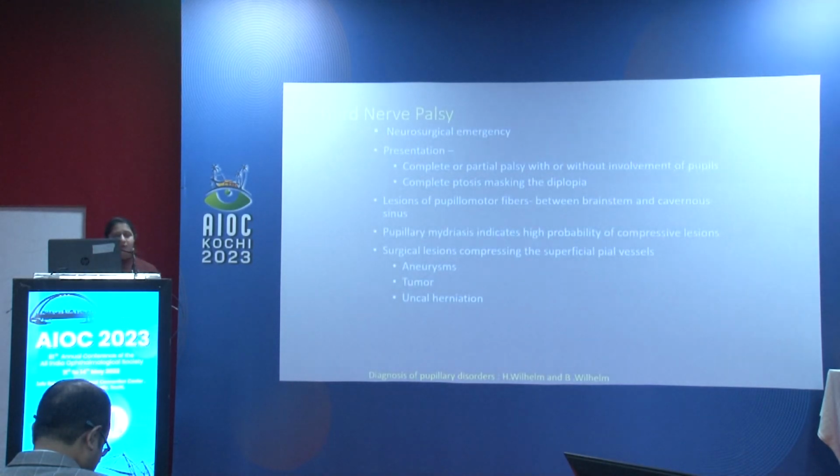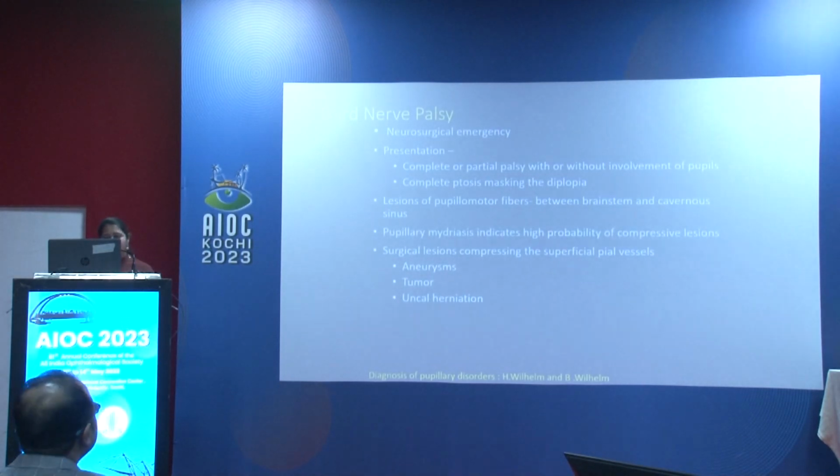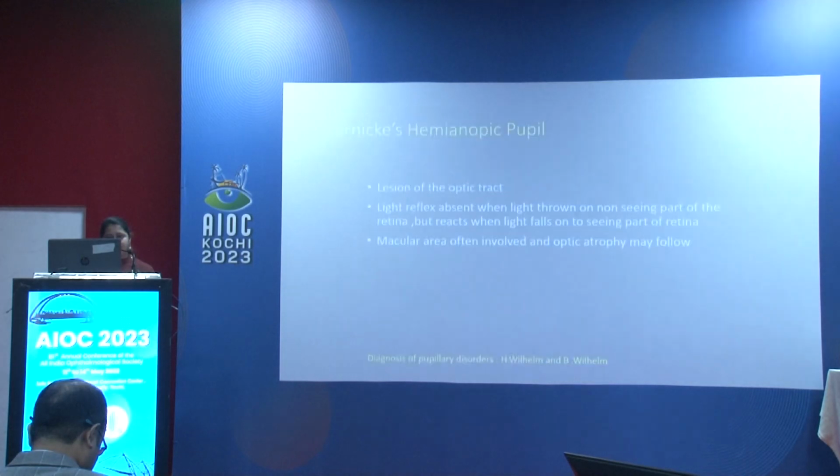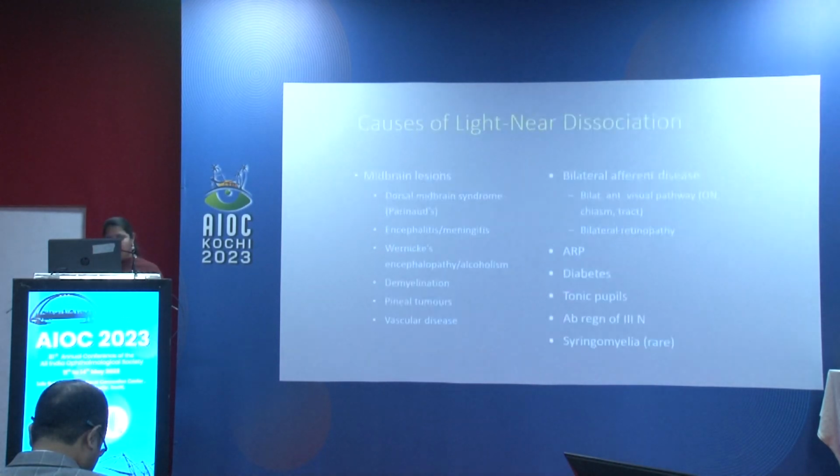If it is also associated with absence of deep tendon reflexes, it is called Holmes-Adie pupil. Third nerve palsy, everyone knows, if it is involving pupillary fibers, that there is anisocoria, then we should always think about something serious, that is aneurysm, tumor, or uncal herniation. Wernicke's hemianopic pupil is mainly seen in lesions of the optic tract, that when we shine a light, the light reflex is absent when light is thrown on the non-seeing part of the retina, but reacts when the light falls on the seeing part of the retina.